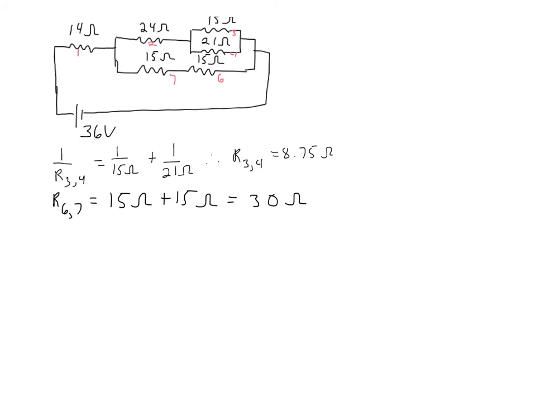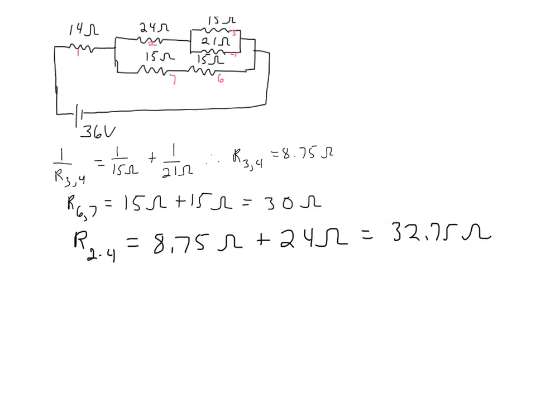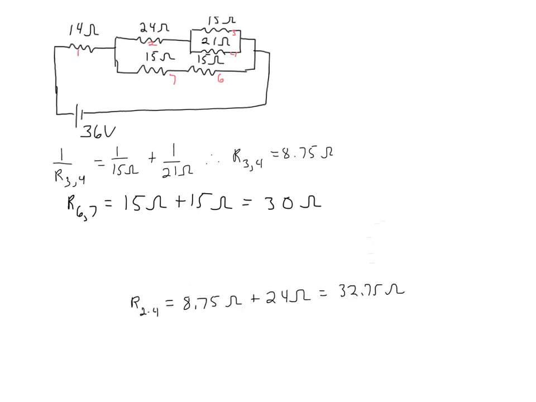All right, our next step is going to be to combine resistors 2, 3, and 4. We've already combined 3 and 4, and 3 and 4 are in series with 2. So we're going to say R2 through 4 is going to be equal to what we found for R3 and 4, so 8.75, plus the resistance of resistor 2, so plus 24 ohms, equals 32.75 ohms for the top part of that circuit. So R2 through 4 equals 32.75 ohms. There you go.